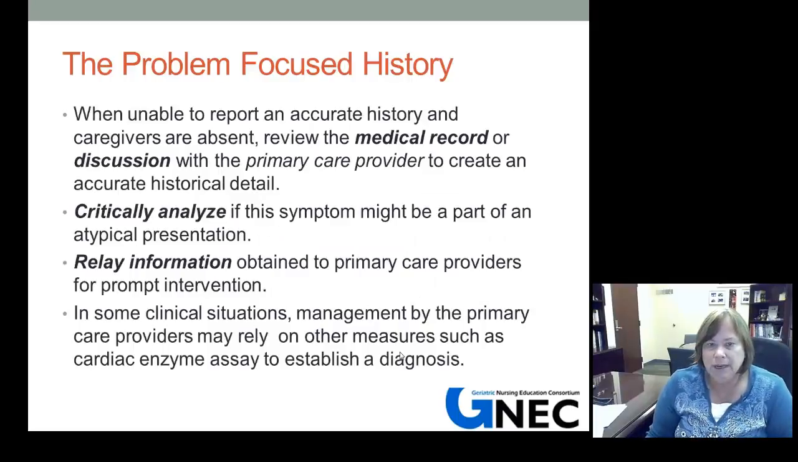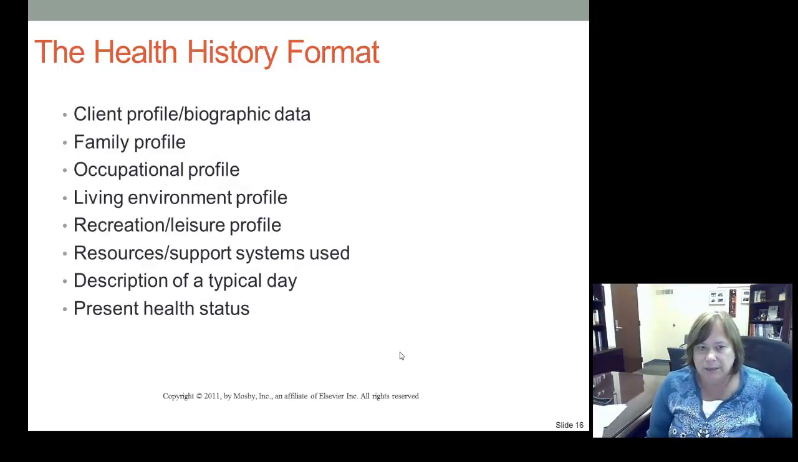You may want to include the caregivers or their significant other during your history questions. If you can't get an accurate history, try looking at the medical record or talk to the primary care provider to get more historical detail. Then you're going to analyze your findings to see if any symptoms this person is presenting with may be an atypical presentation of a heart attack, infection, or any of those commonly occurring disease processes in older adults. If present, it needs to be passed on to the provider for quick interventions.